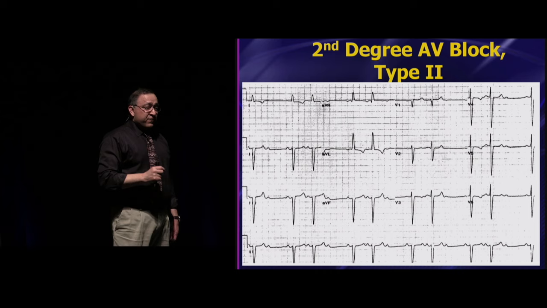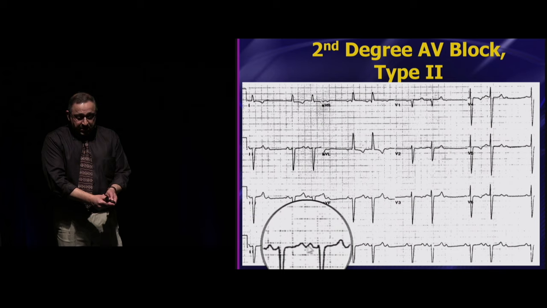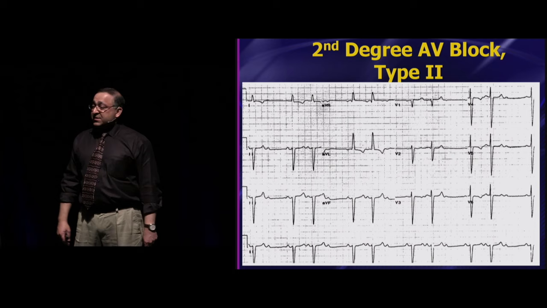Mobitz 2, also, the P to P interval has to stay constant. So if you have calipers and you went from there to there to there to there to there to there, that's absolutely constant. If it's not constant, you can't call it Mobitz, all right?